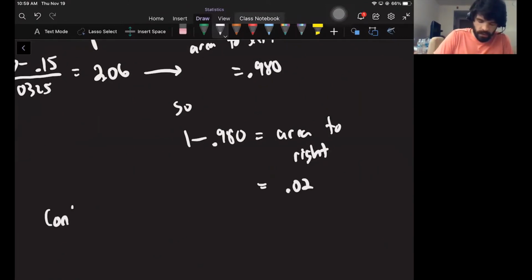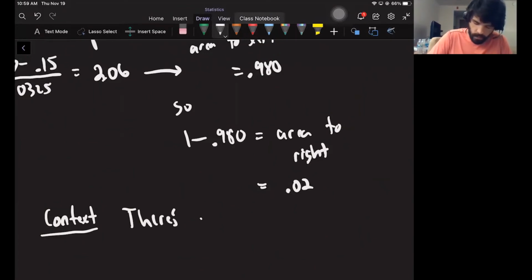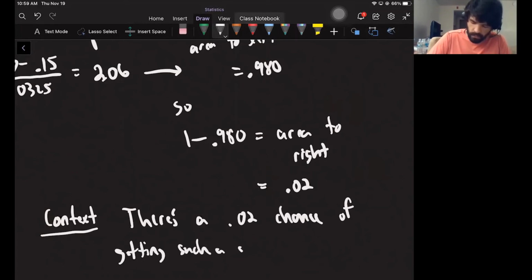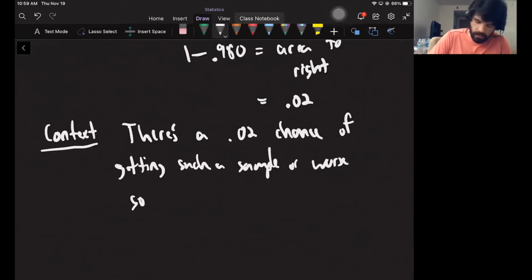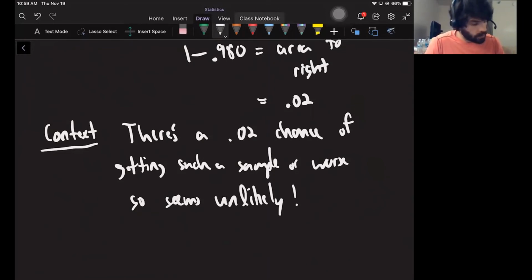So to answer the question in context, what is this really saying? It's saying that there's a 0.02 chance of getting a sample like this or worse. So I would say it's unlikely. It's only a 2% chance. Pretty low chance. Okay, so we're going to do another example in 1 second.